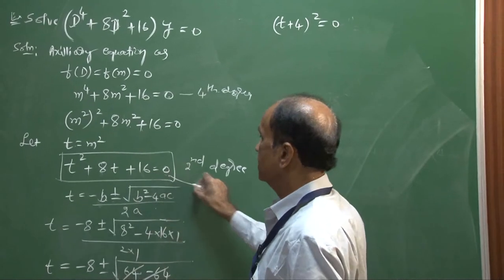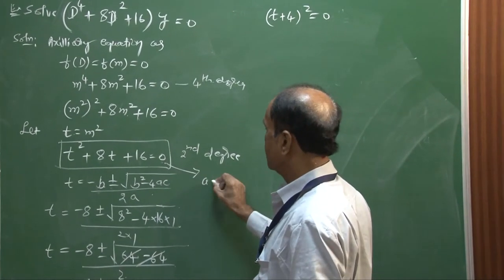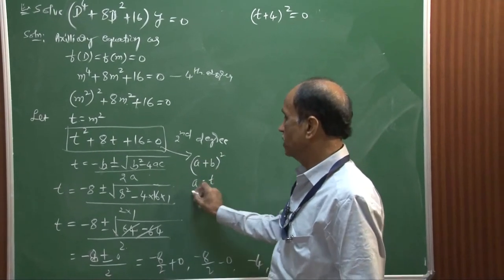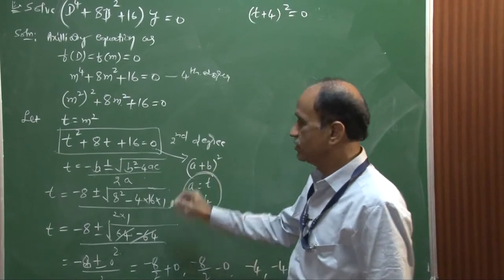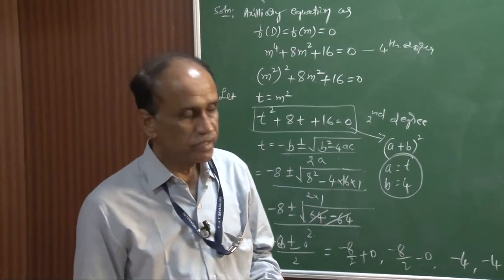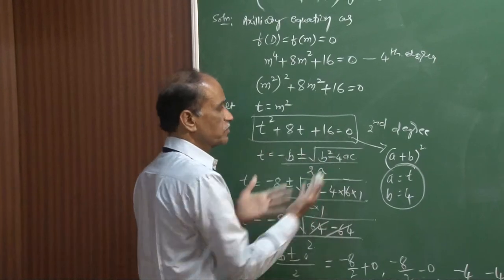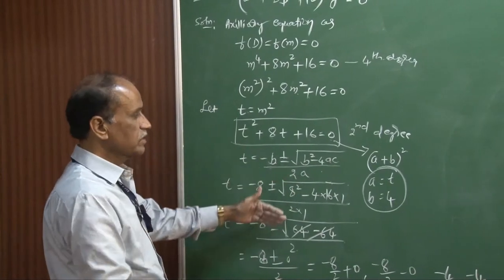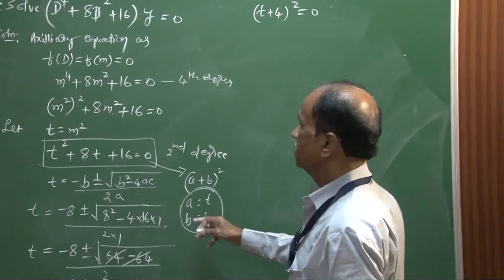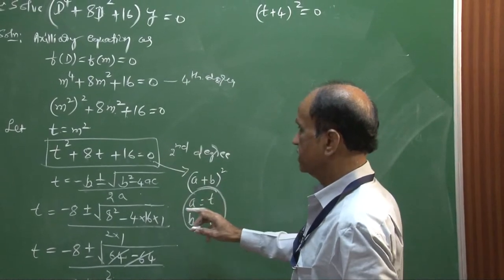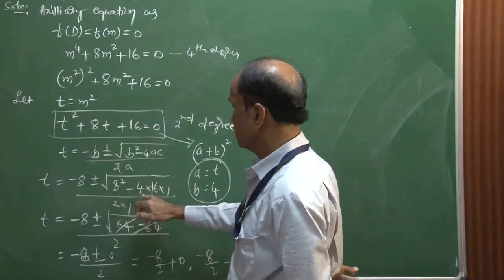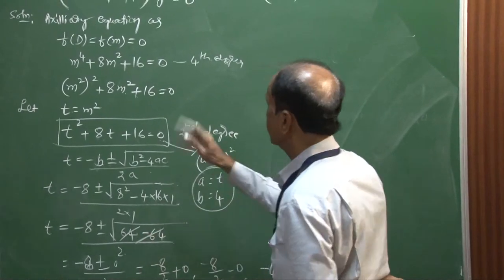This is exactly like a plus b whole square, where a is equal to t and b is equal to 4. So, this you can easily understand by comparing with your basic knowledge of quadratic equations. The same thing I proved according to the formula which you are already familiar with. So, what is this now? That is a plus b whole square, and the discriminant is 8 square minus 4 into 16, 64 minus 64, which is 0, so that becomes the real root.